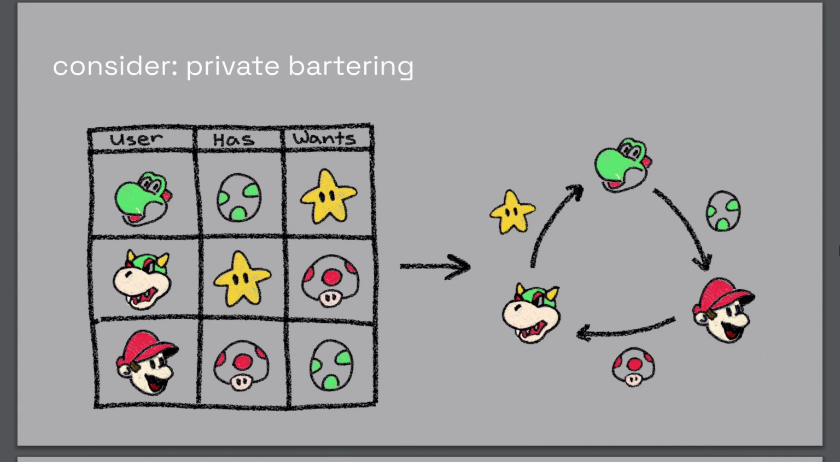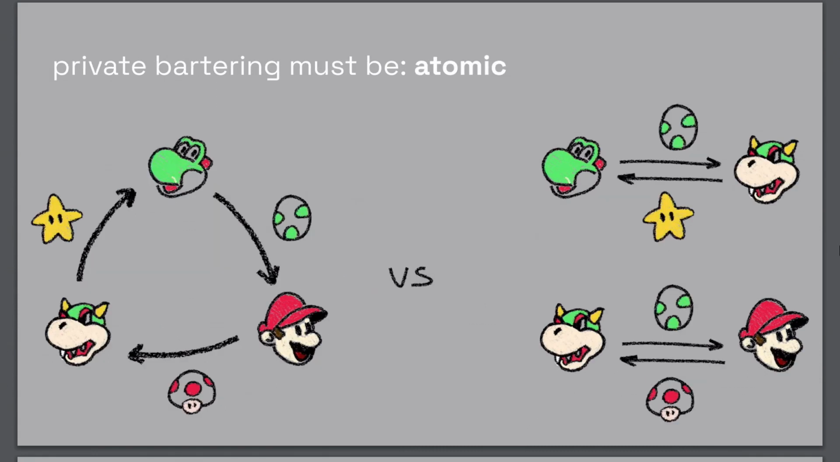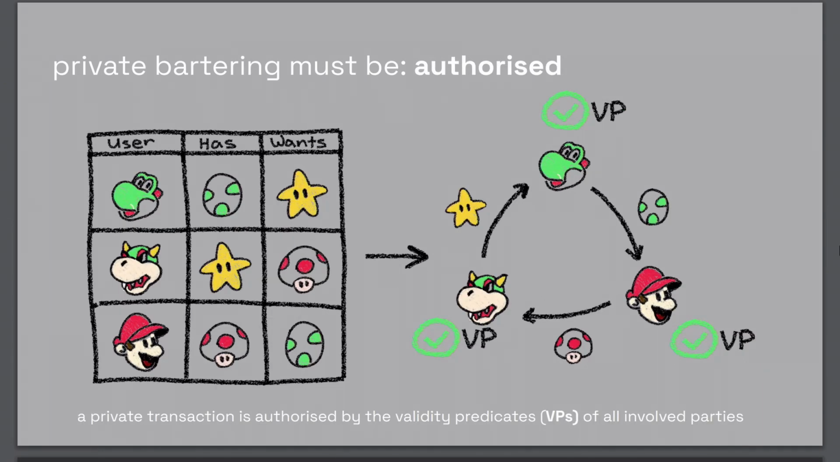So let's go back to the example of private bartering from before. What are properties that we need for private bartering? Private bartering must be atomic. So if 3 parties are swapping stars, eggs, and mushrooms, we don't want to have them swapped in 2 separate transactions, right? Because then maybe one transaction goes through, the other doesn't. Maybe it's a free option, right? We want private bartering to be atomic. Private bartering also must be authorized. Well, duh. If we want to send these users' assets around, they better have approved that we're doing that, and they'd better be happy with the assets that they're getting in return.